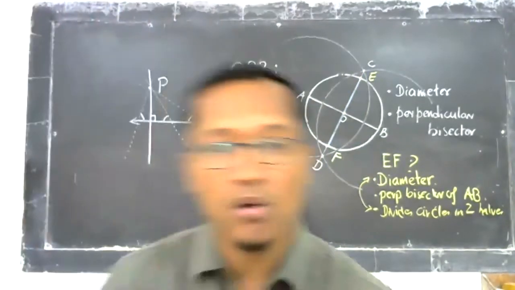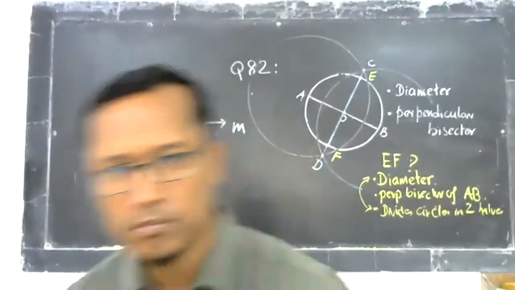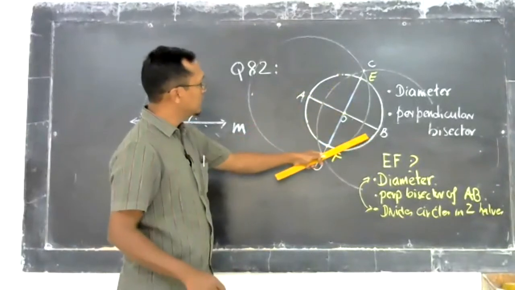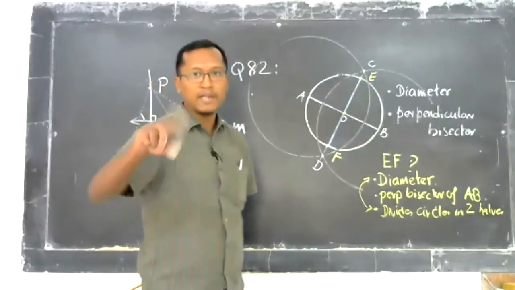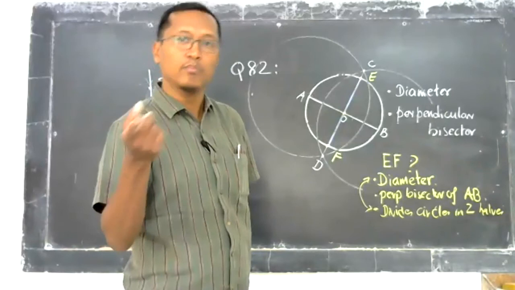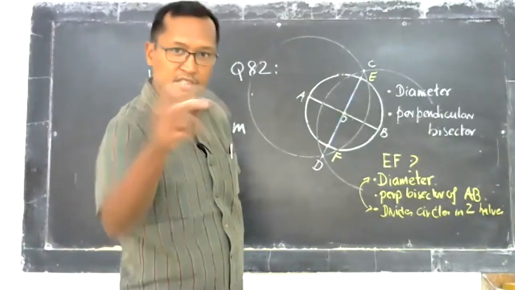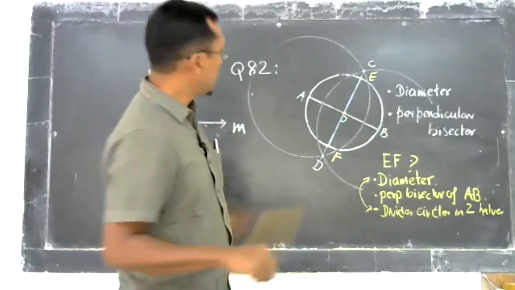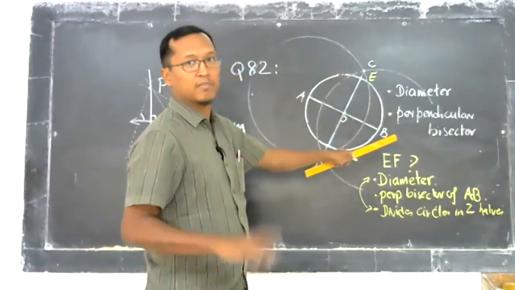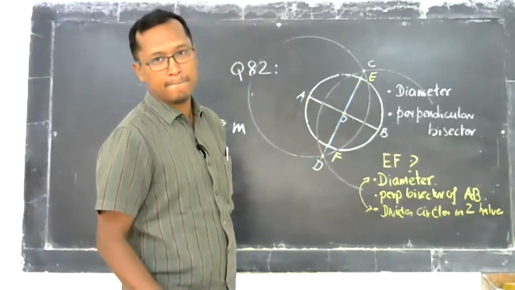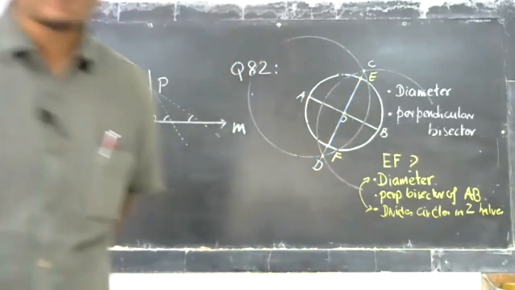Sir, EF and AB are intersecting lines. Yes, they are not only intersecting, they are mutually bisecting each other. They are perpendicular bisectors. EF bisects AB, but the same thing you can say, AB bisects EF. Got it? Yes, sir.